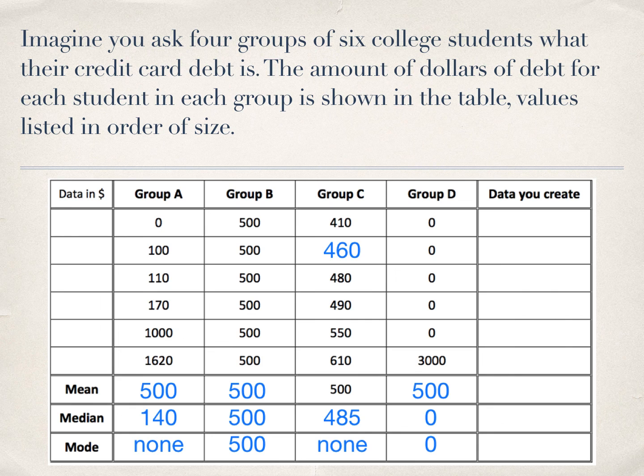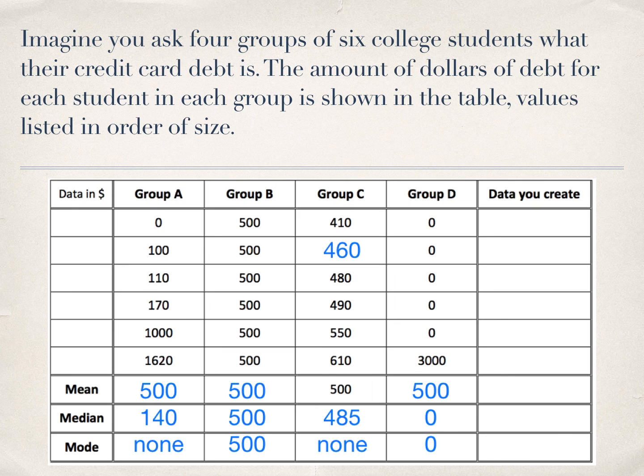If you add up the six numbers in group A, it adds up to 3,000. And 3,000 divided by 6 is 500. With group B, you don't even need to bother adding up the 500 six times. The mean of 500, 500, 500, any number of times is going to be 500. And with group D, you add up the six numbers. You don't need a calculator to know that those add up to 3,000. Divide by 6 and you get 500 again. So in fact, all four groups have the same mean. But there's clearly different things going on in each set.